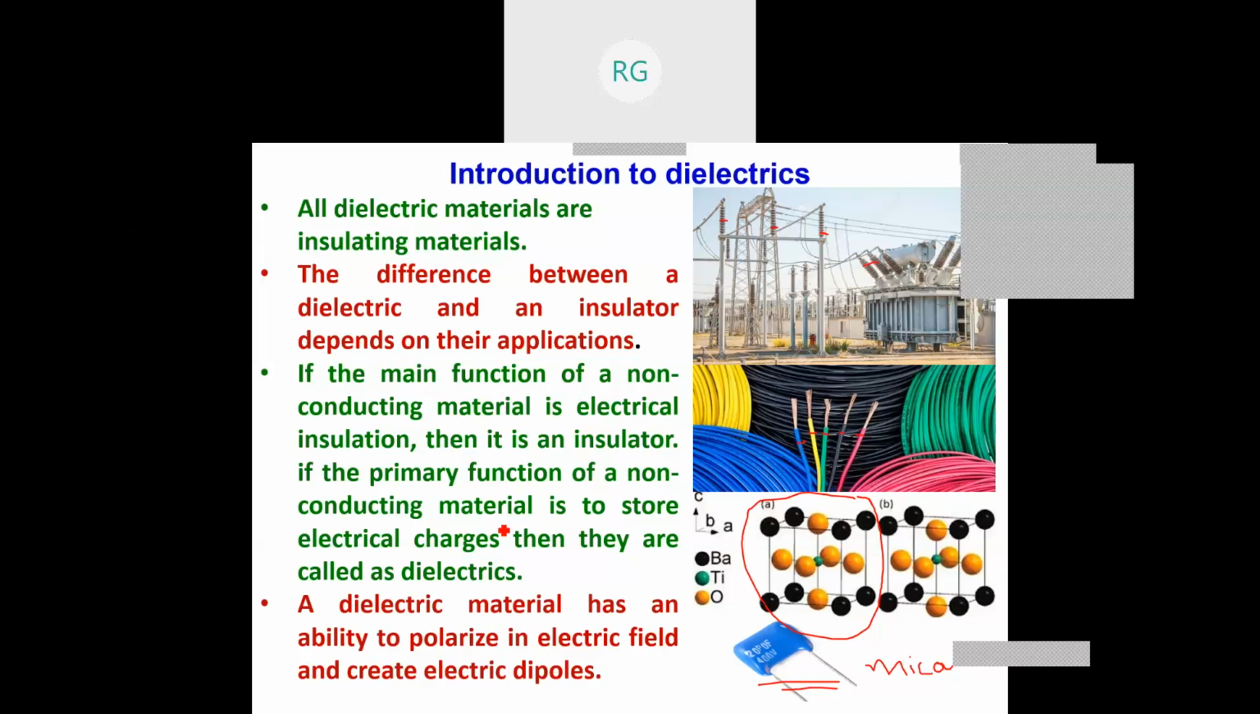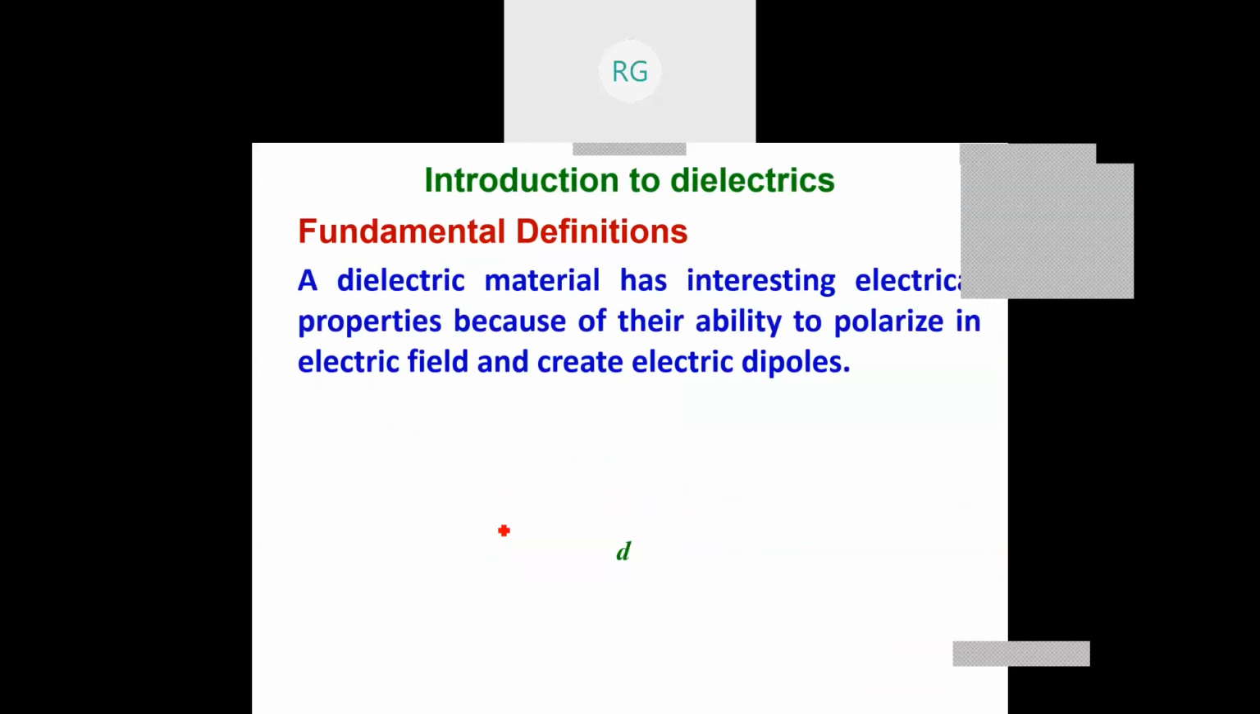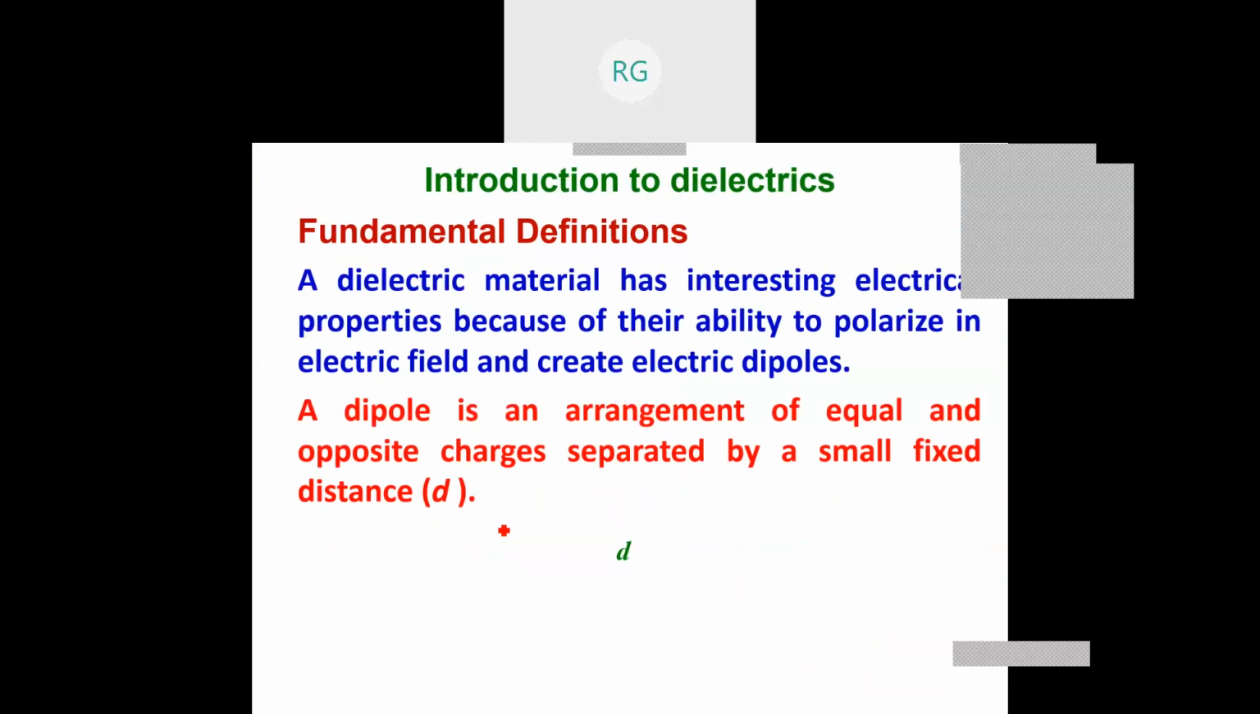So to know that, I am now giving some fundamental definitions which you already know. A dielectric material has the ability to get polarized. To understand what is meant by polarization, you should first know what a dipole is. You know that a dipole is two charges separated by a fixed distance.